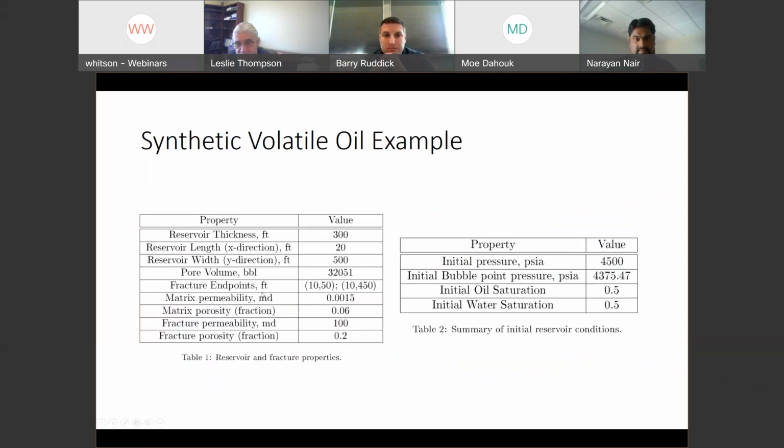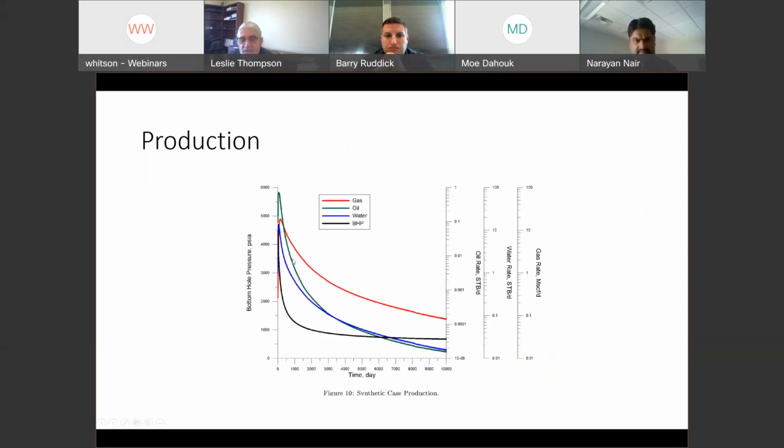It's one fracture in a typical type of reservoir that we have. The properties aren't that important. And so what I did is I ran a simulation for this particular reservoir for 10,000 years. And these are the rates from it.